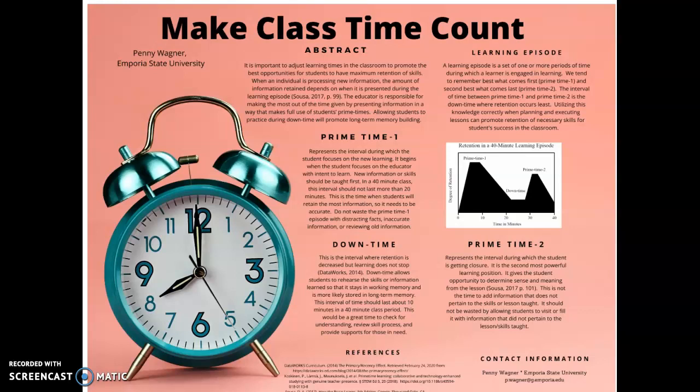The third period is called Prime Time 2, and this is the second best period for memory retention. This is a shorter period than the Prime Time 1, and it is a great time to review important points and to begin closure activity.